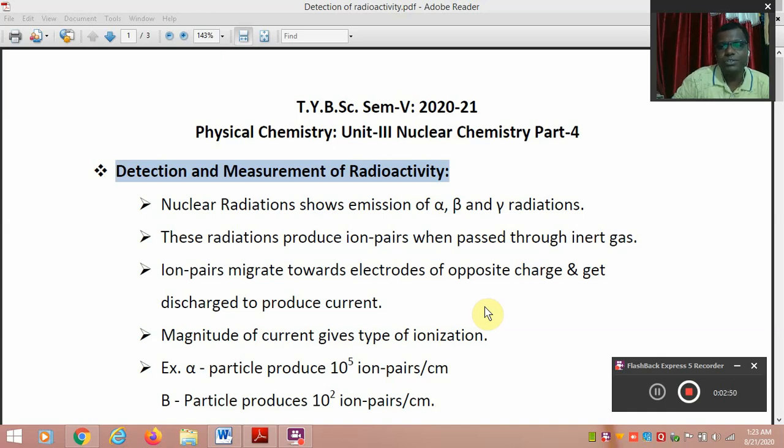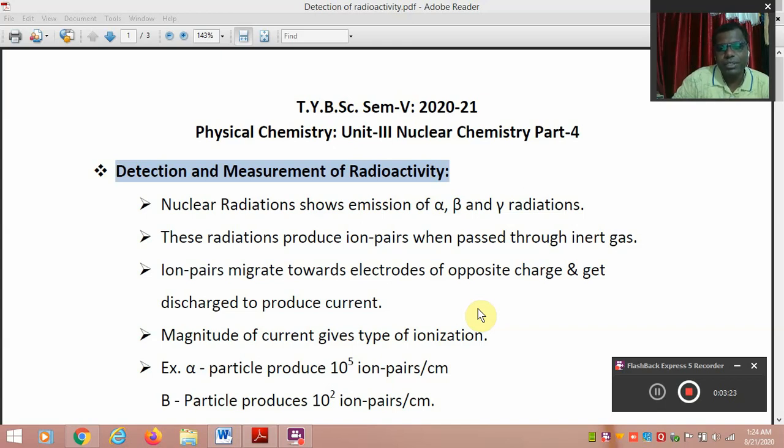The general phenomenon observed in the detection of radiations emitted by the radio element is that whenever these radiations are passed through any inert gas, they are responsible for producing ion pairs. Whenever we see ion pairs, there is a formation of two species. One is a positively charged species that we call the cation, and the other is a negatively charged species that we call the anion. So one is electron deficient, and the other is an electron rich species.